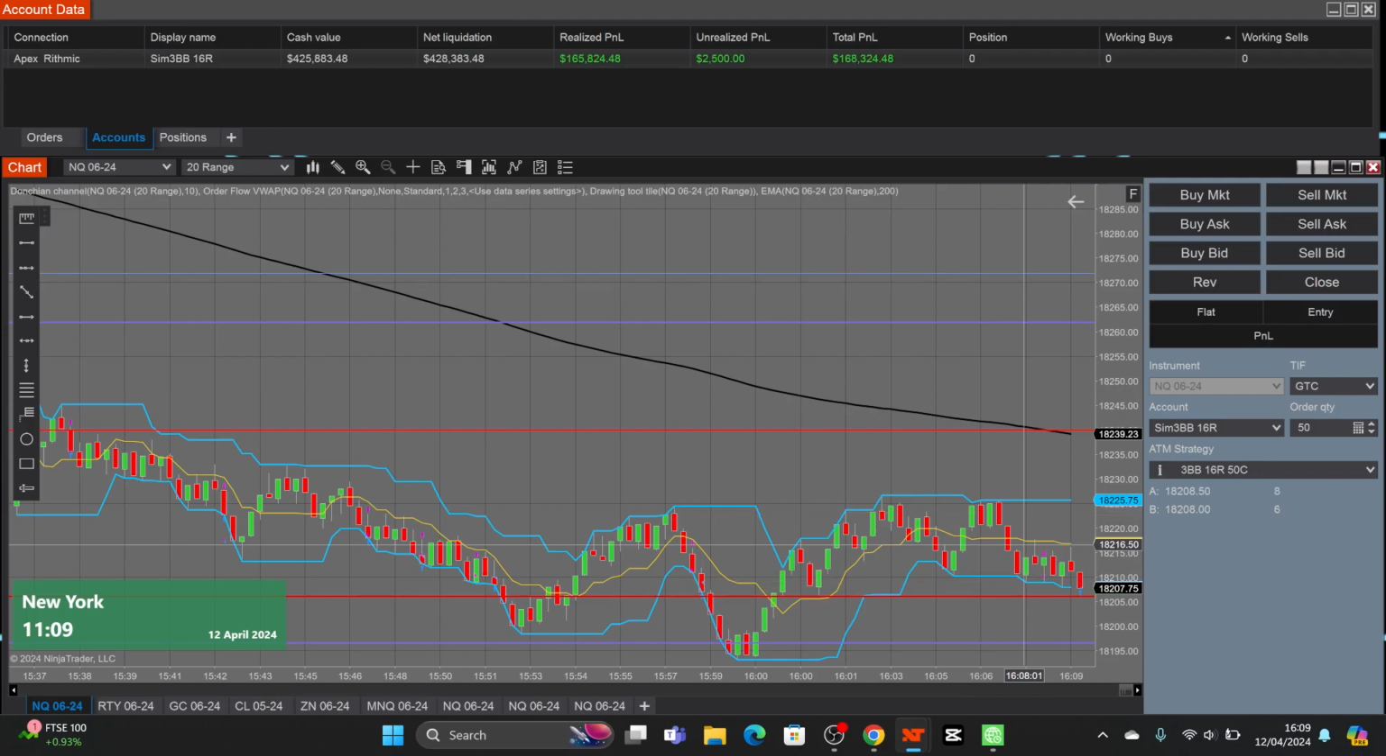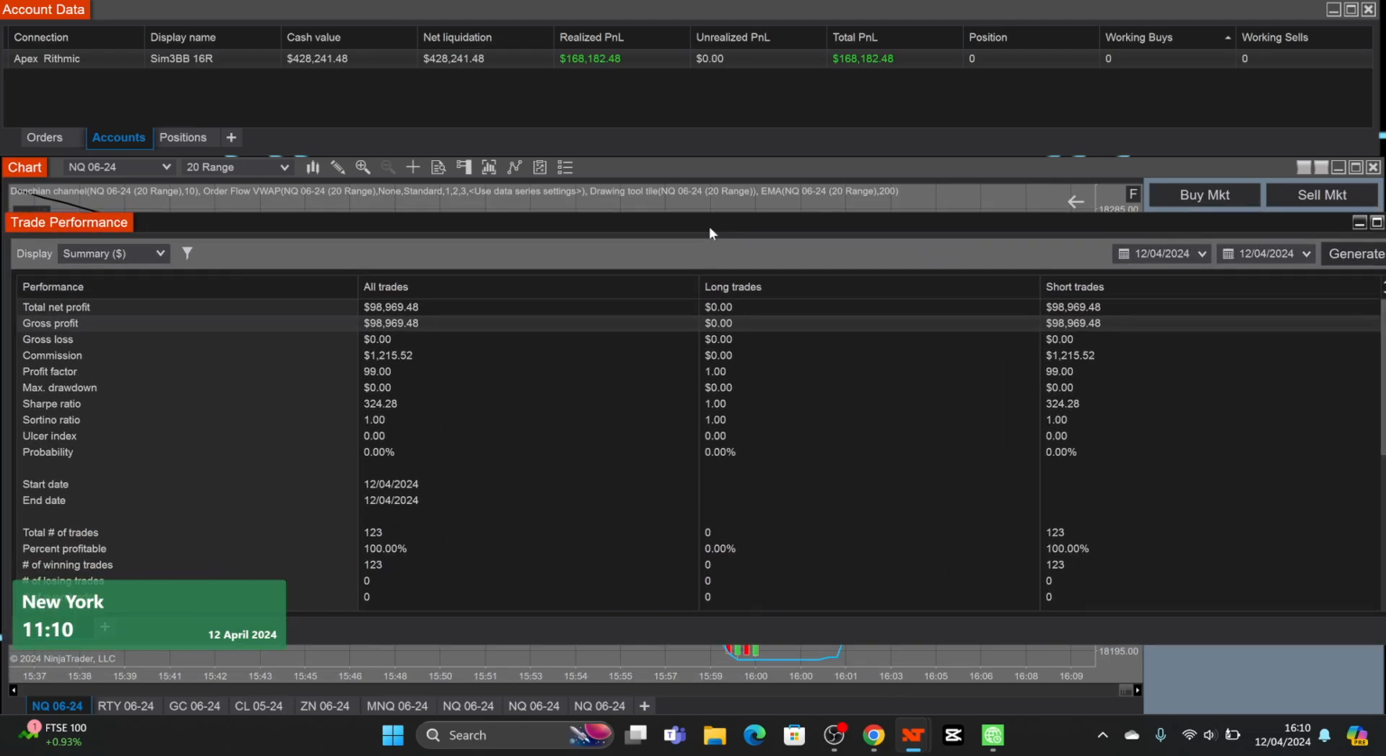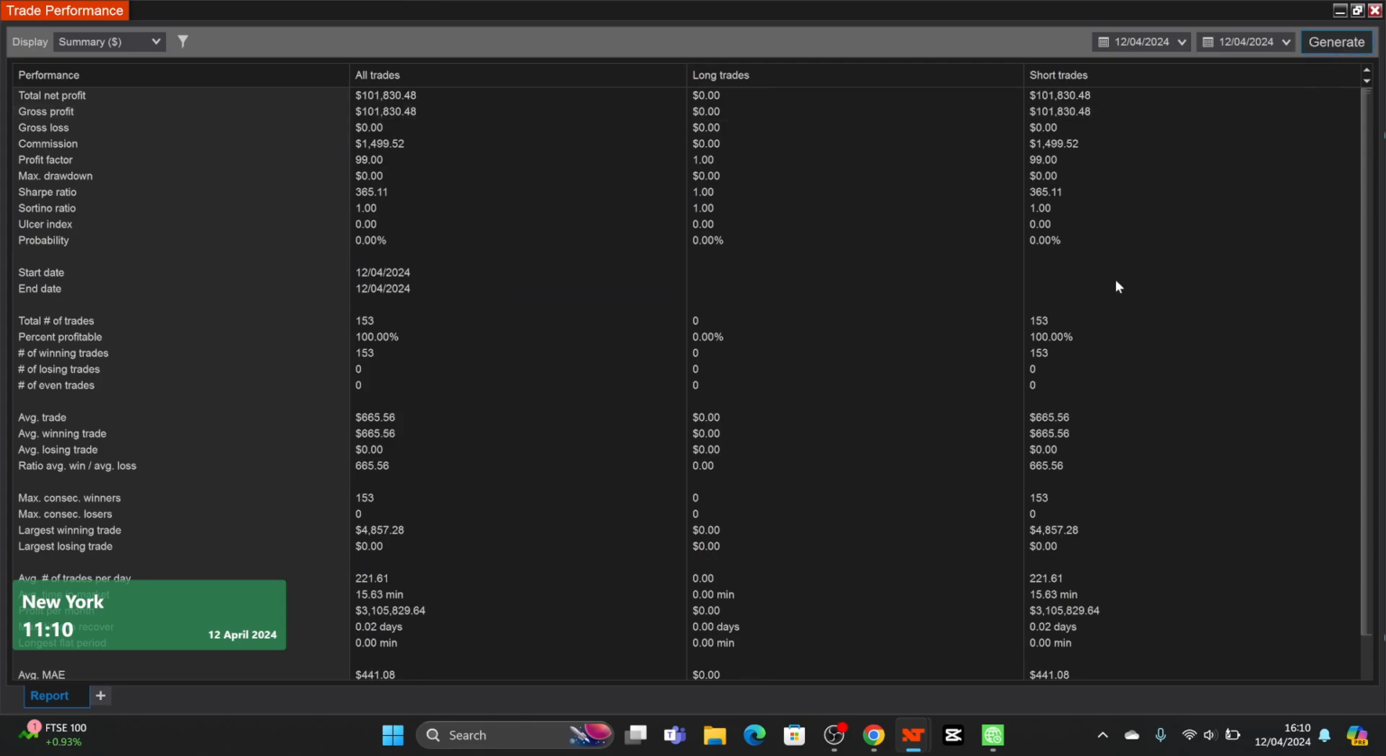Target filled. Picked us up on those 10 ticks. So we had the X cross. Looks like we're turning back down. So let's do that again, shall we? Let's generate. So we're just going to generate. That's where we are now. Average winner. We haven't had any losers.